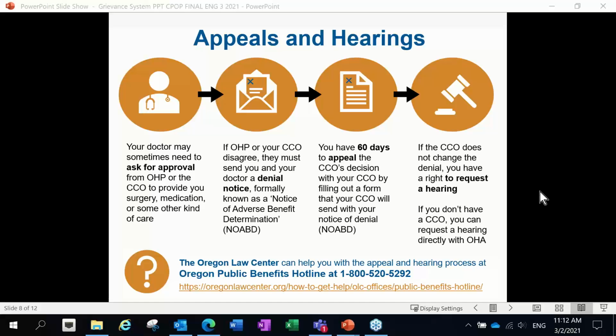In any part of this process, the Oregon Law Center offers assistance with appeals and hearings, and only they can determine what they're going to help with, but they will listen to the case to determine if there's any type of assistance that they can provide. They do this through the Oregon Public Benefits Hotline at 1-800-520-5292. And they also have a website for additional information.